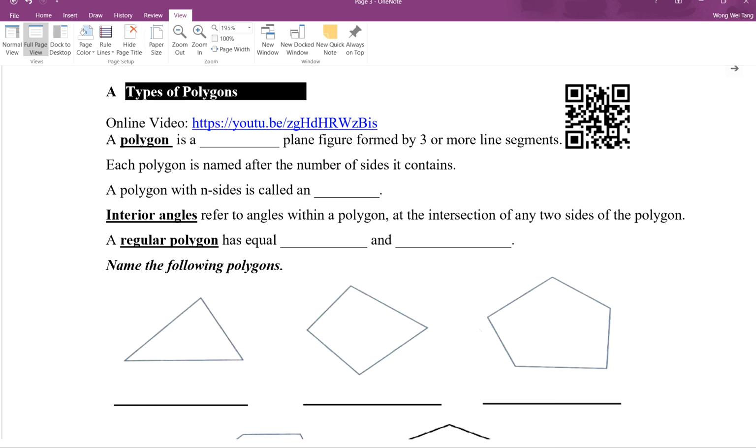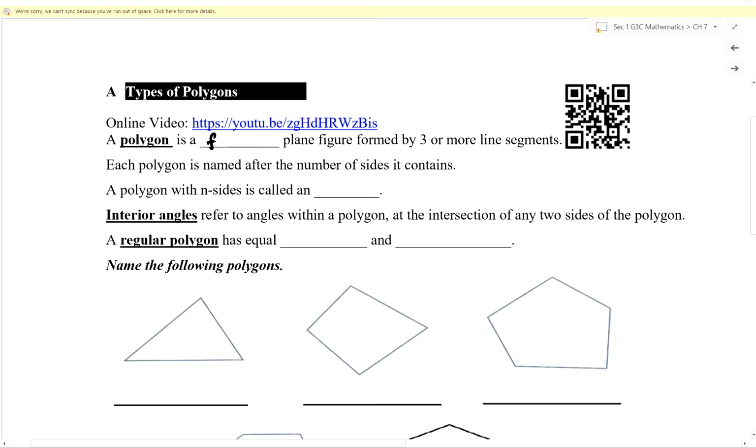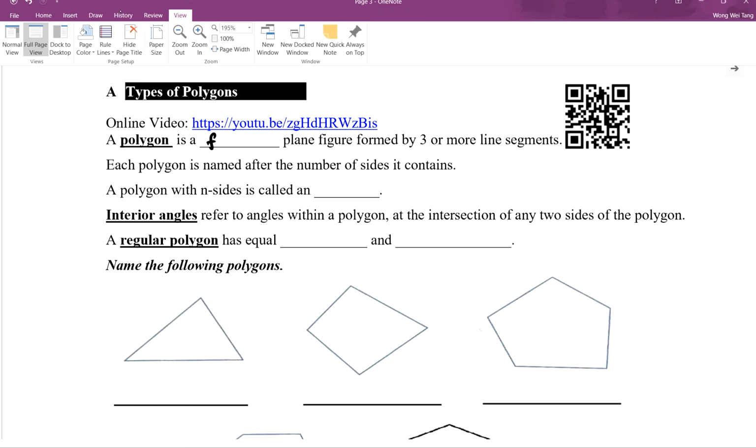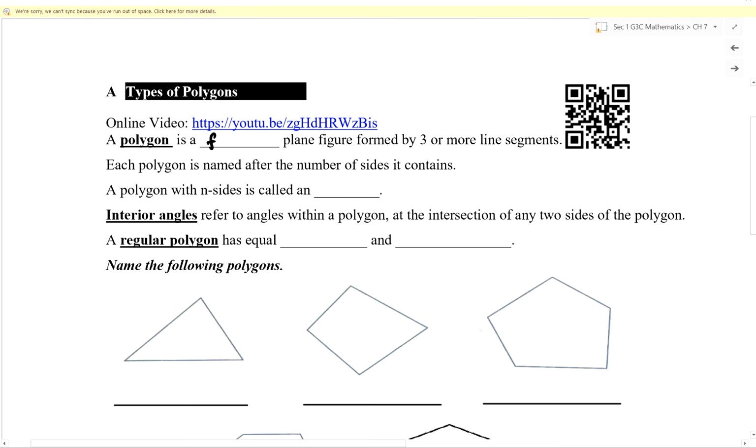Now, a polygon is a flat, F-L-A-T, plane figure. Plane actually just means flat also. Okay, so for example, a piece of paper that is flat, that has no thickness, is considered on a plane. Okay, don't be too bothered about the words, you just take it as flat.